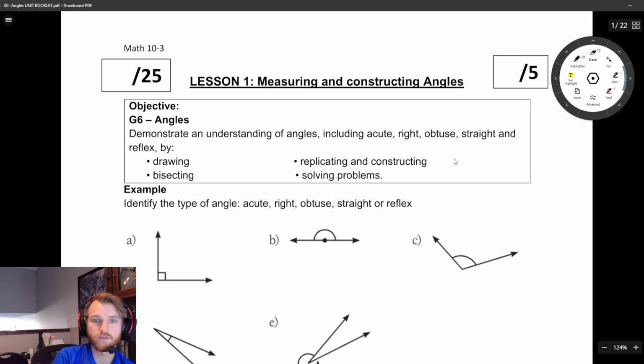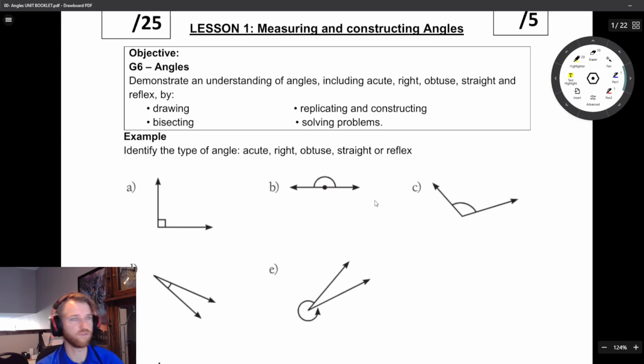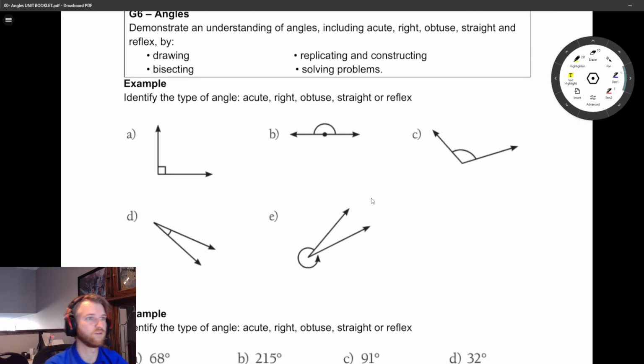All right, so this is our first lesson on measuring angles and parallel lines. This one is on measuring and constructing angles. Lots of this will be review, but there are a lot of terms in here, more terms than what we use in some of the previous units. They are pretty straightforward, but you will have to know what these terms are for this unit.